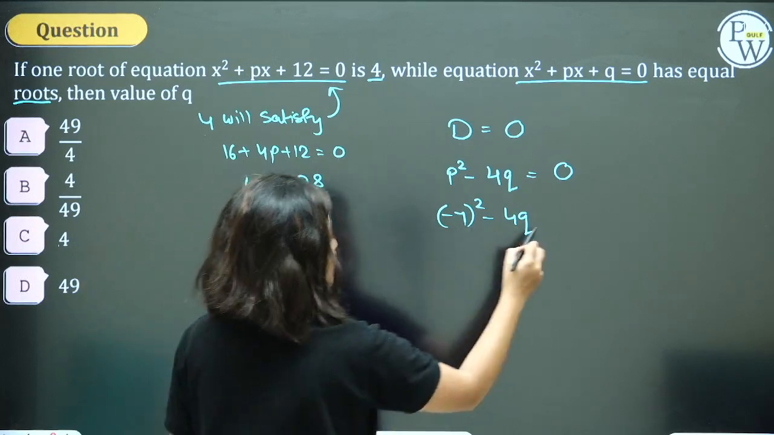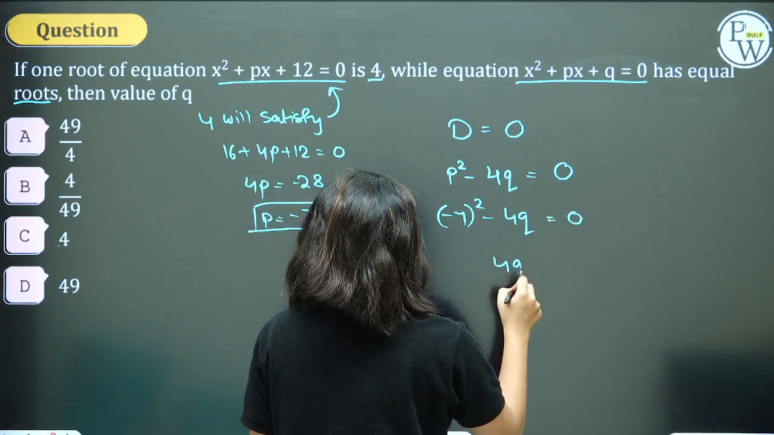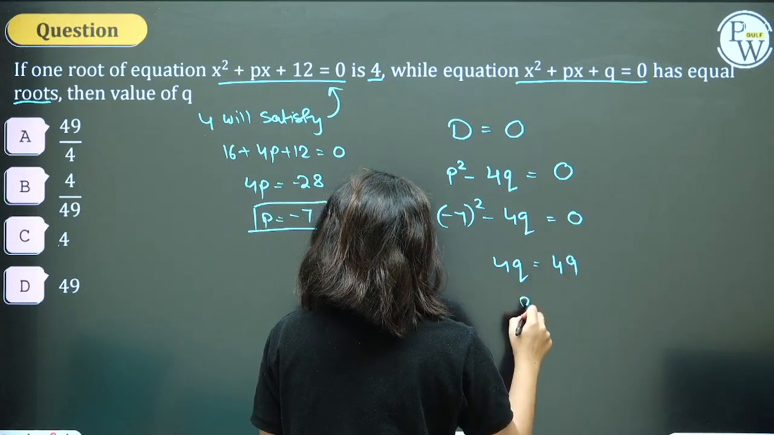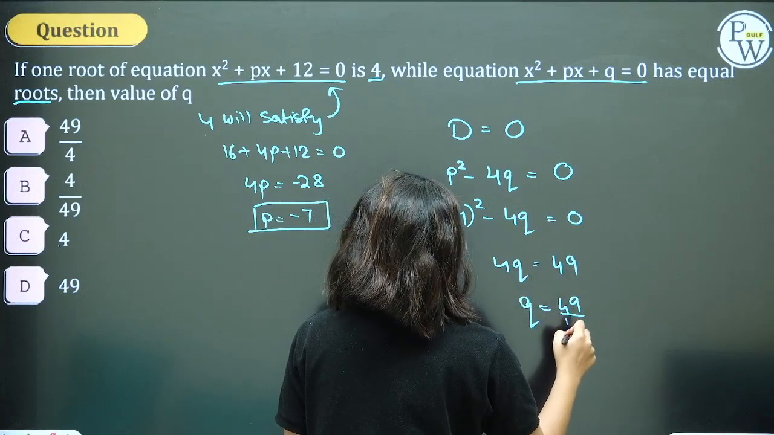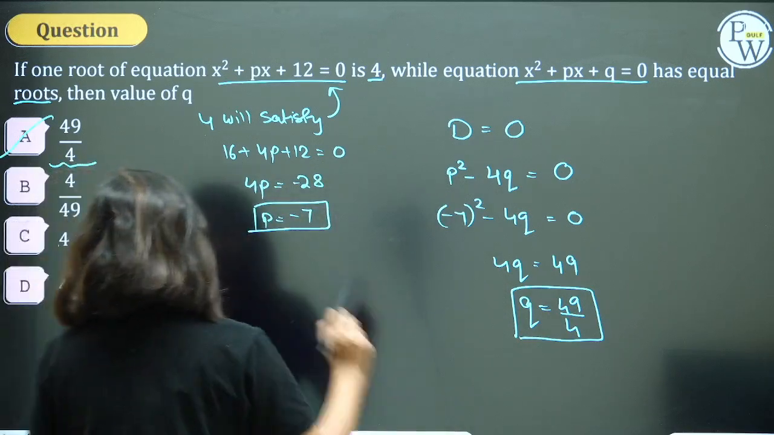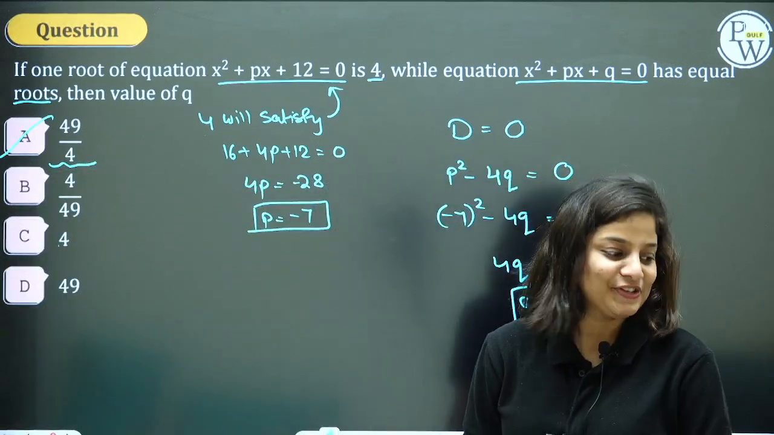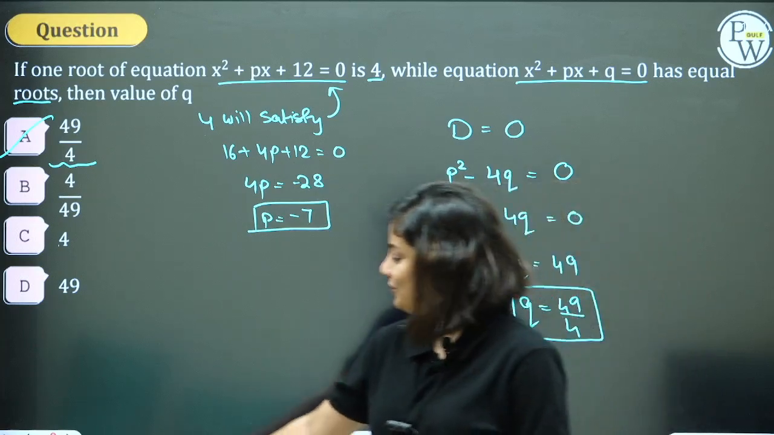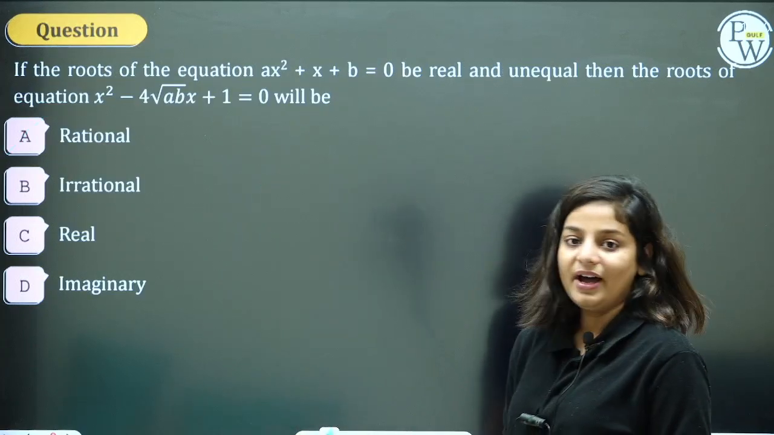Correct. 4q is equal to 49 and q will be equal to 49 by 4. Answer is option A. Great. Super. Good for all of you. One more.